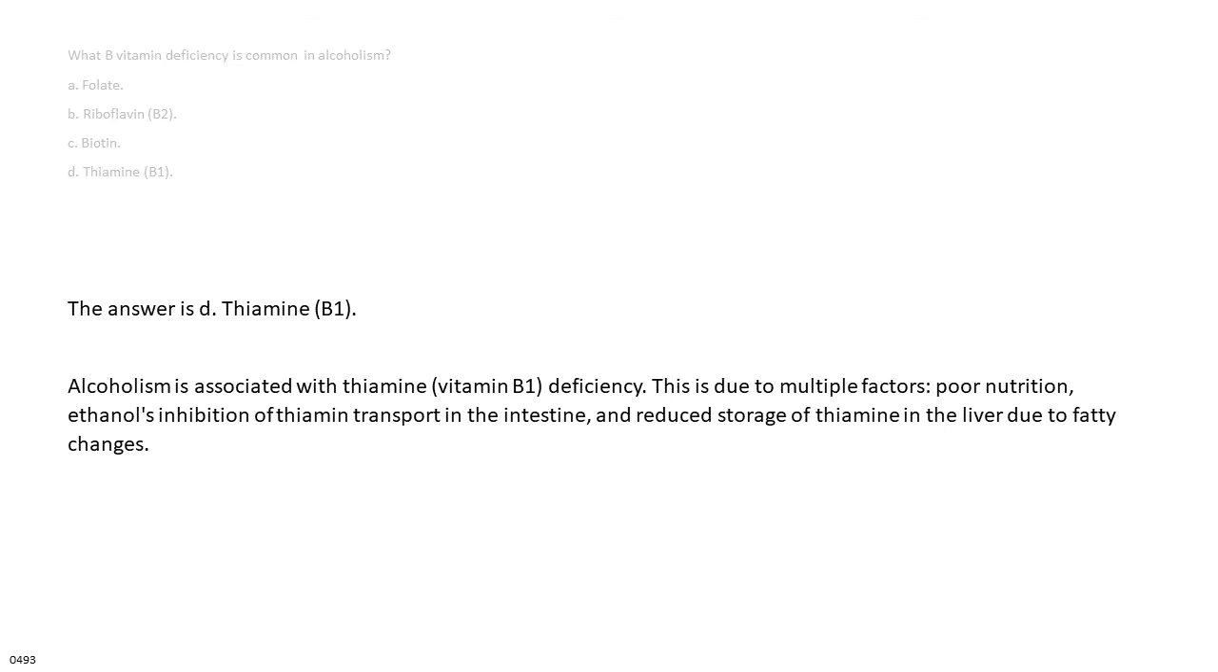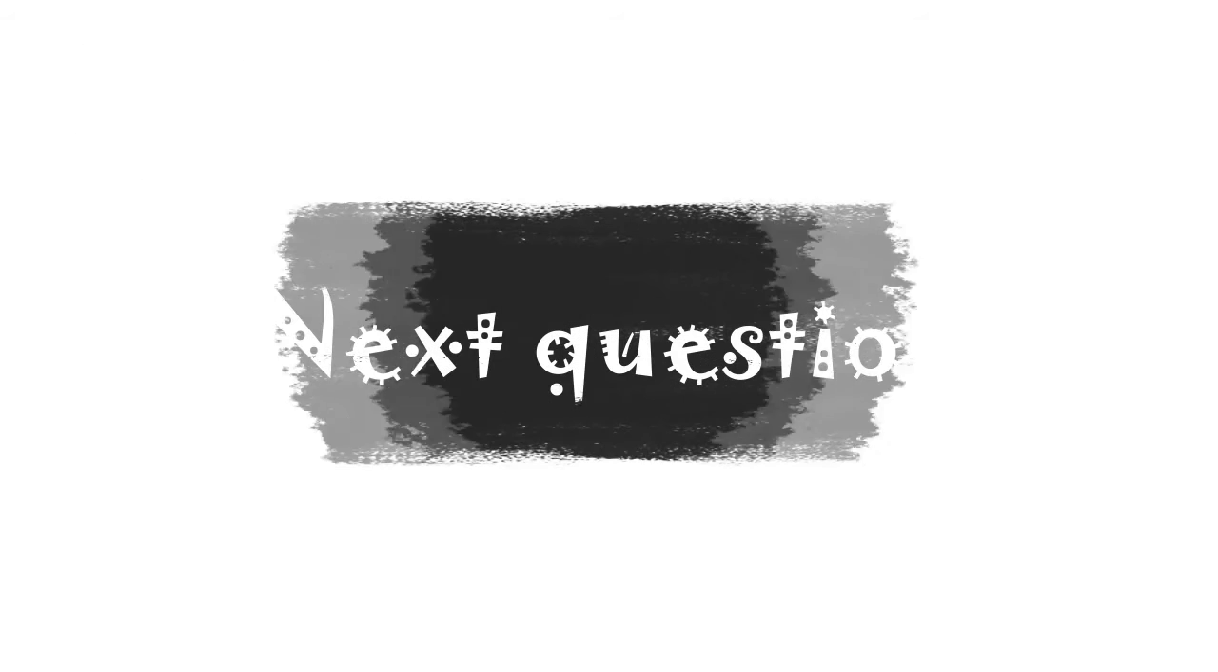The answer is D. Thiamine, B1. Alcoholism is associated with thiamine, vitamin B1, deficiency. This is due to multiple factors: poor nutrition, ethanol's inhibition of thiamine transport in the intestine, and reduced storage of thiamine in the liver due to fatty changes.